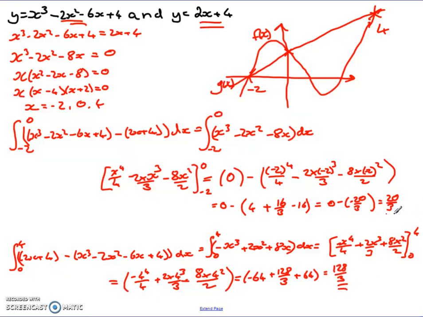So I've got my first area, 20 over 3. I've got my second, 128 over 3. Add them. So my total area is equal to 20 over 3 plus 128 over 3. That's equal to 148 divided by 3. And that's units squared. So when we're calculating the total area like this, it's important we remember to do that.